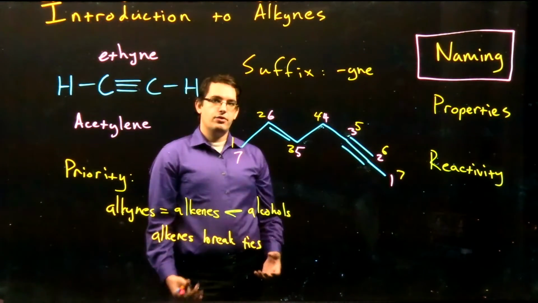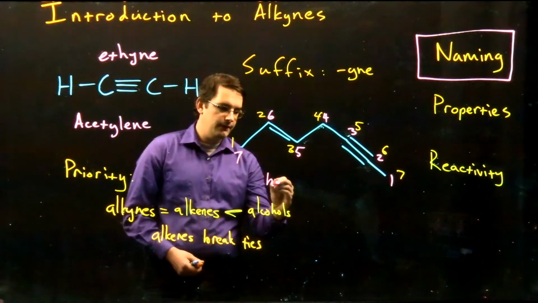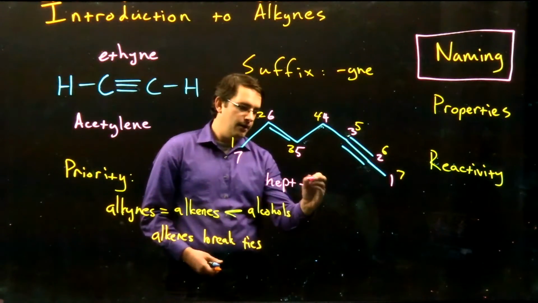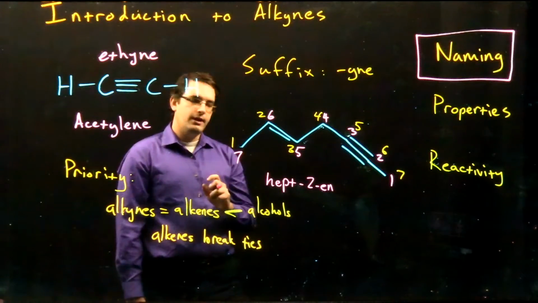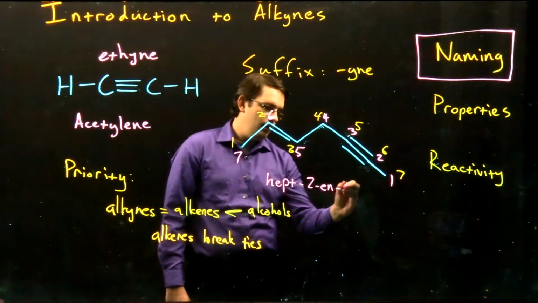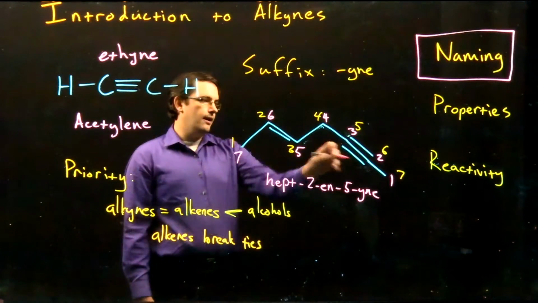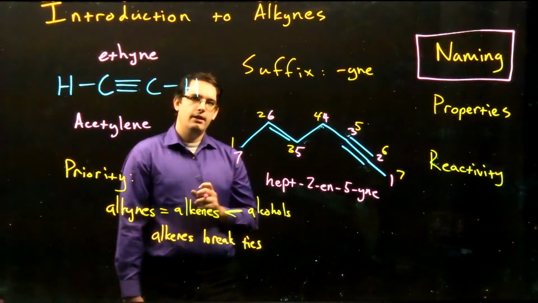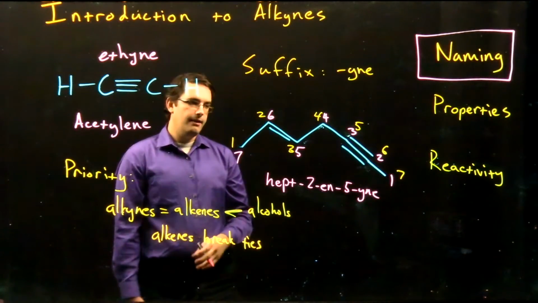So in the case of our structure shown here, our name would be hept, based off of our 7 carbons. And then we would break this up. 2-ene to indicate our alkene here at the 2nd carbon. 5-yne to indicate our alkyne here at the 5th carbon. Again, that lower number going to our alkene in this case, since we have a tie.